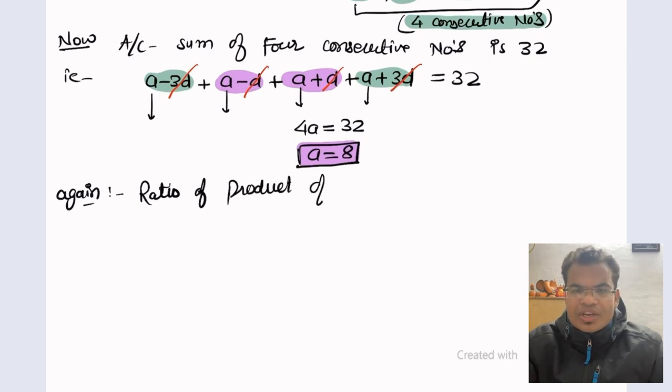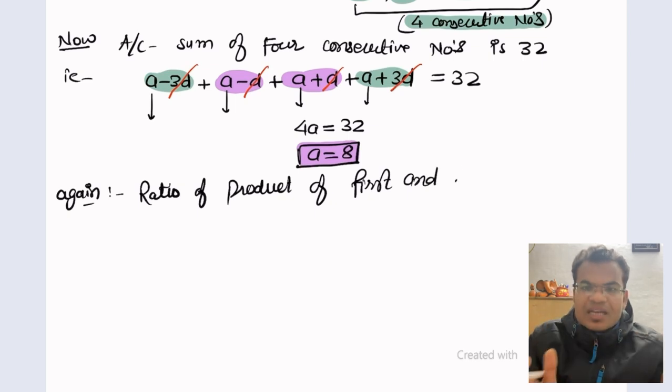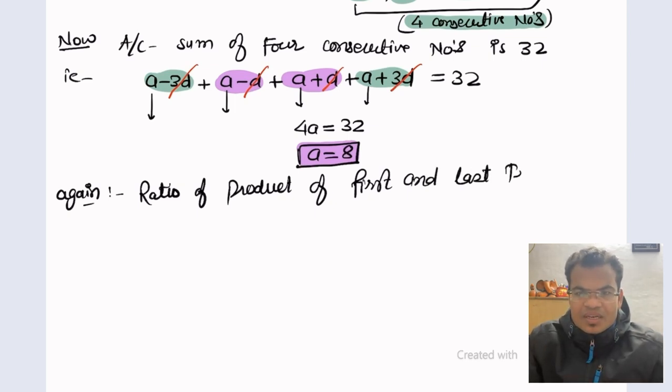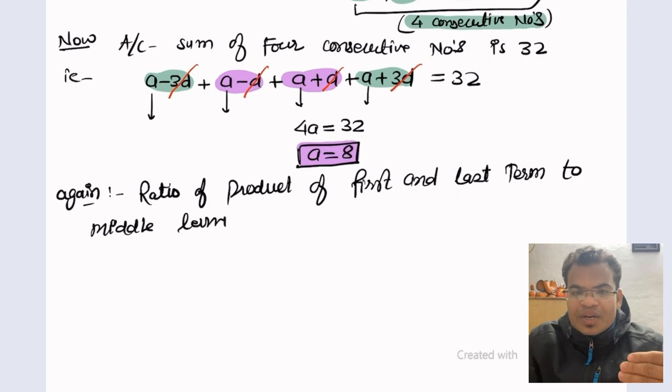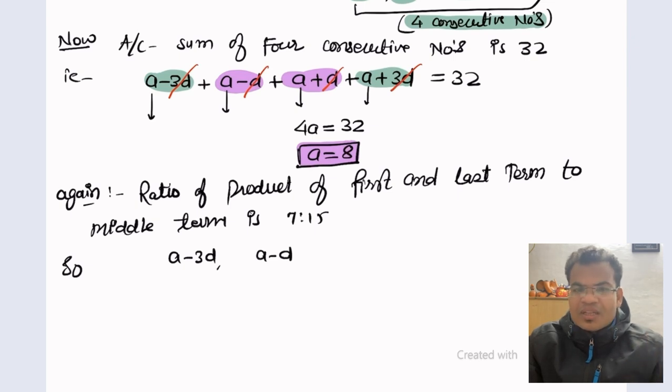Okay, so the ratio of the product of first and last term to the product of the middle terms is 7 raised to 15. This is given in the condition. You can understand the ratio of the product of first and last term to the middle terms is 7 to 15. So what are the four terms?